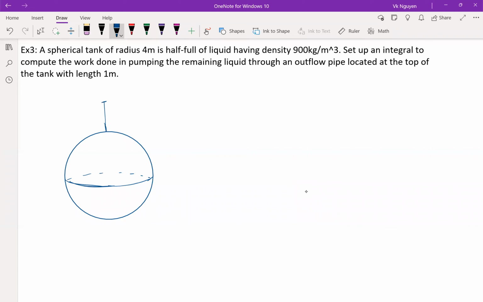Outflow pipe, 1 meter. The sphere has a radius of 4 meters. So the distance from here to here is 4, and this distance is also 4. It's only half full, meaning that all the liquid is going to be down here.